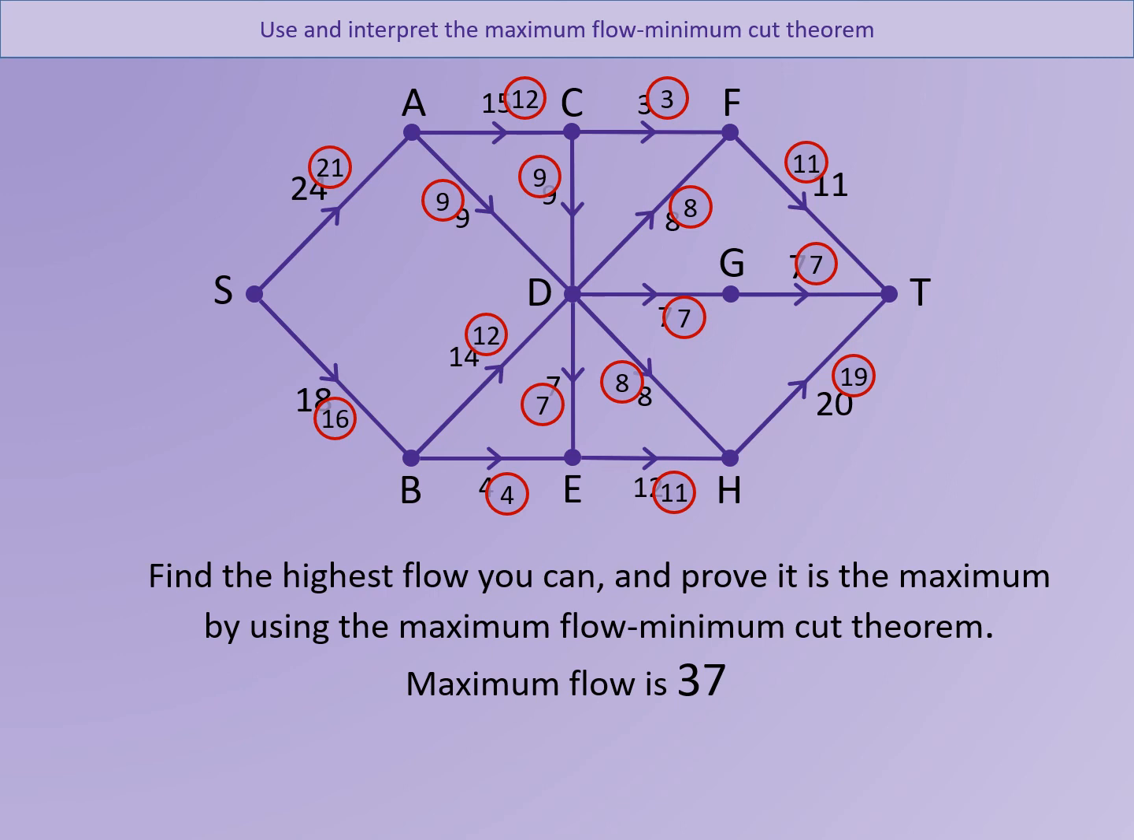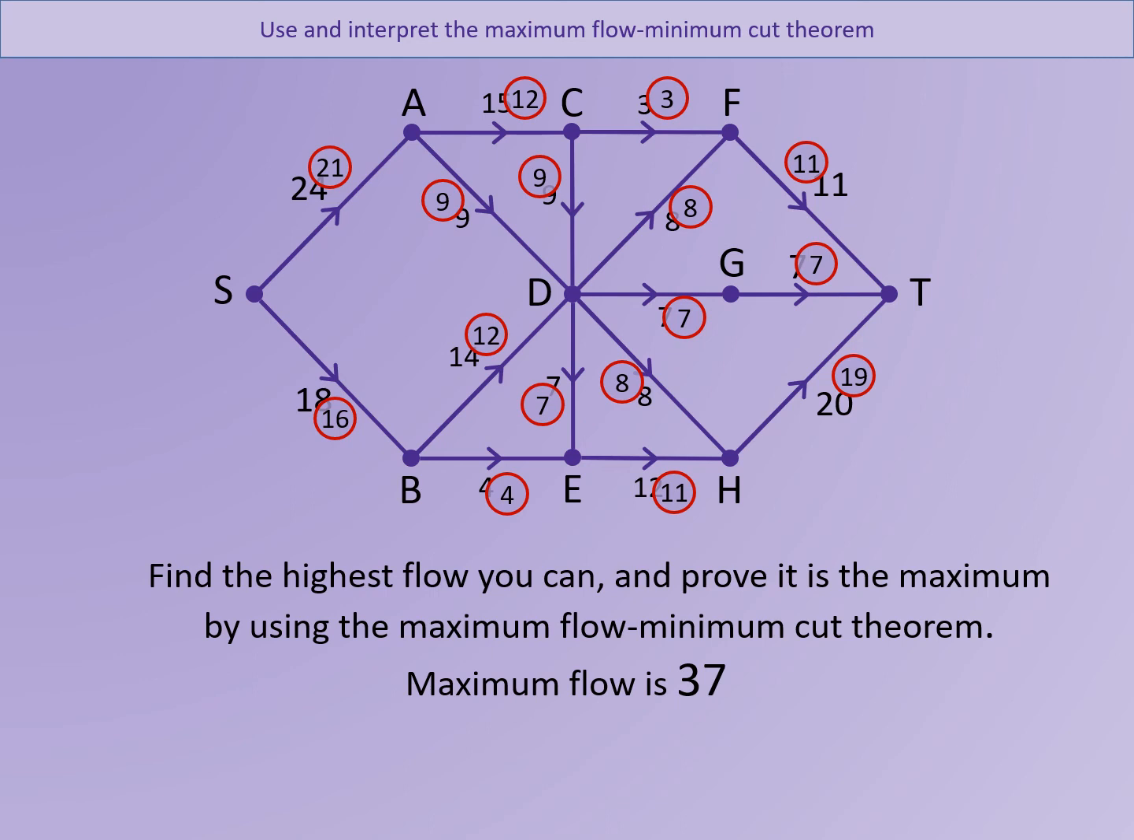And if you've done that correctly, the amount flowing out of the source or the amount flowing into the sink should equal the flow that you currently have going through that network. So here you can see we have a maximum or potential maximum flow of 37. We can see it's 37 because we've got 37 altogether flowing out of S, and we've got 37 altogether flowing into T. So to prove it's a maximum, we now need to find a cut that has the same value, 37.